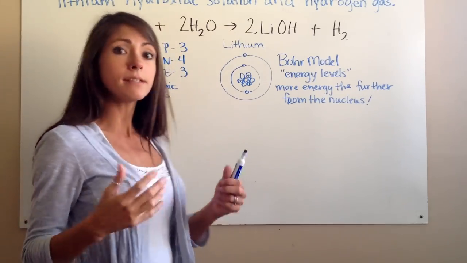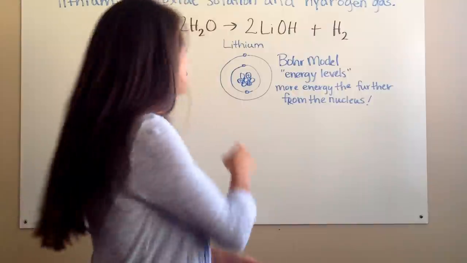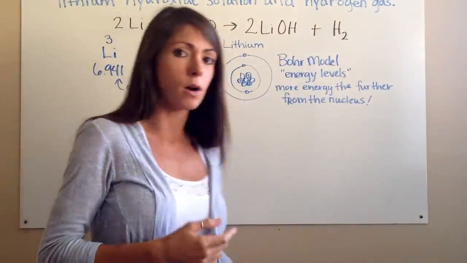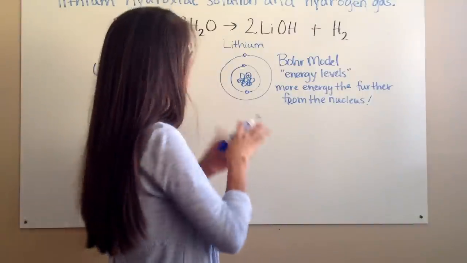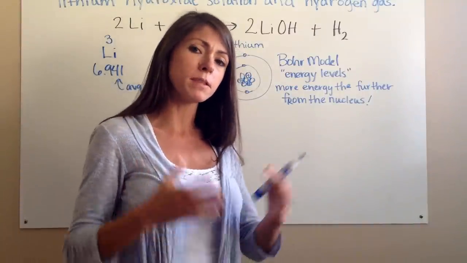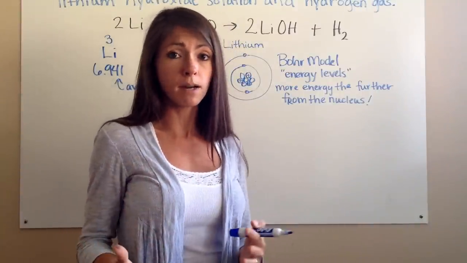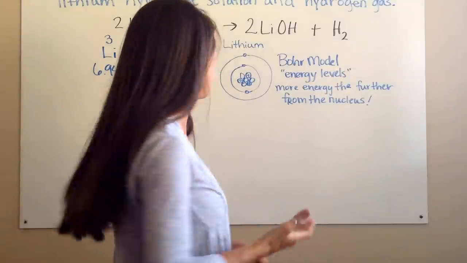Now, inside of its nucleus are protons and the neutral neutrons. There's 4 of them, okay? Now, lithium can be represented by a number of models, but one of the more accepted models still today is the Bohr model of the atom.